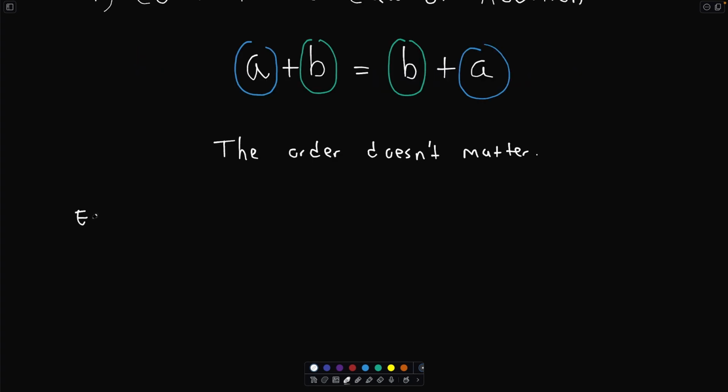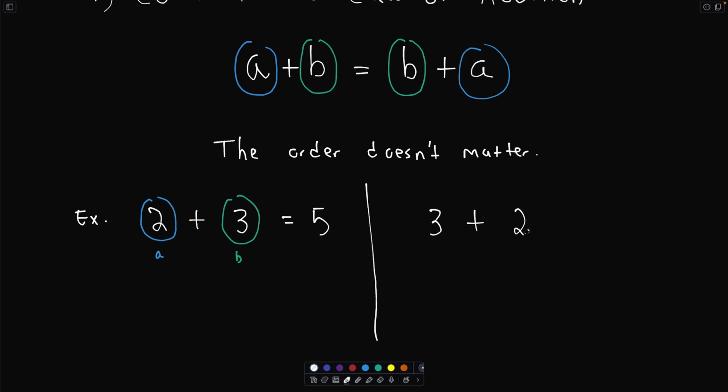So let's look at an example. How about 2 plus 3? Well, 2 plus 3 is going to equal 5. But let's look a little further. Here is our A. Here is our B. And remember, the law says the order doesn't matter. So I could rewrite this as 3 plus 2 equals 5, where B comes first on this side and A comes second. They both give me the same thing.